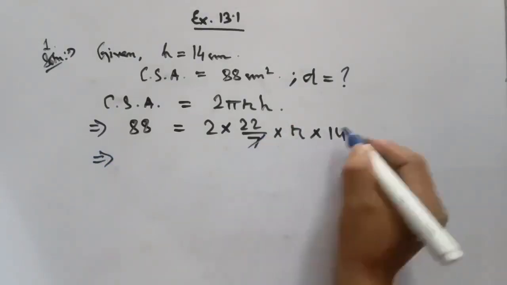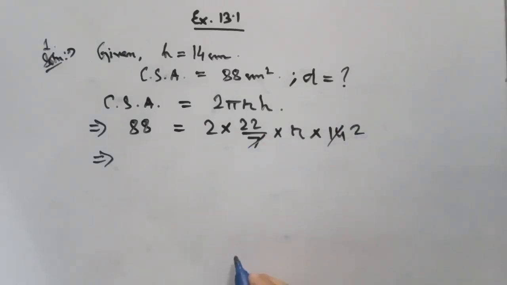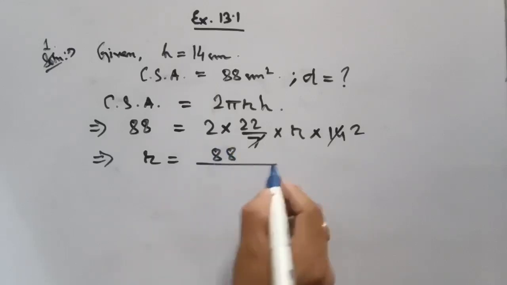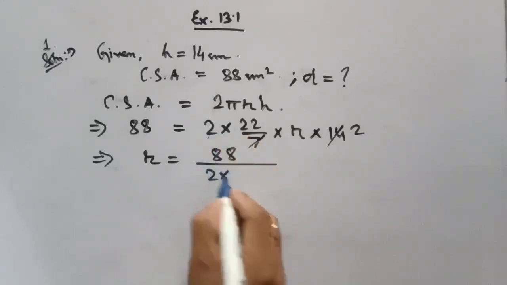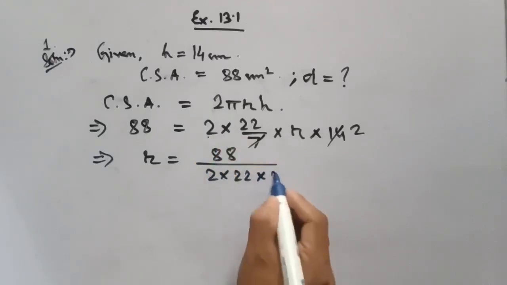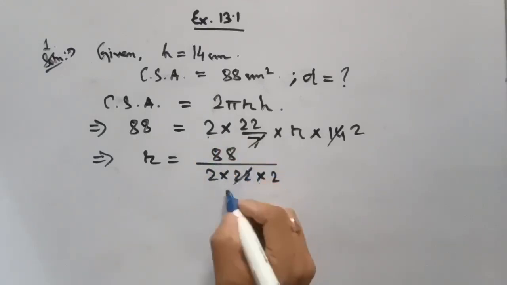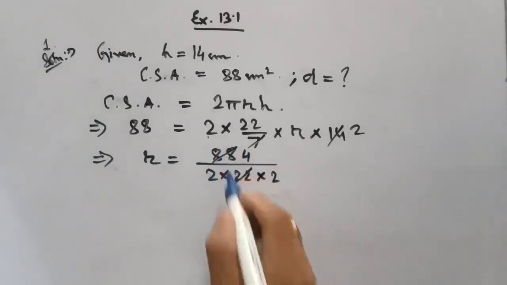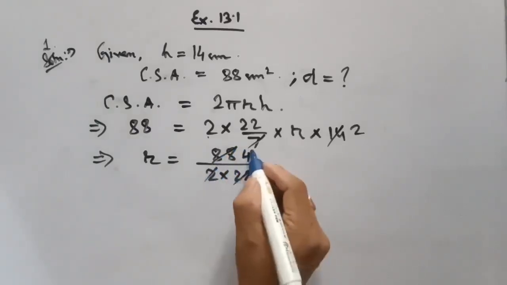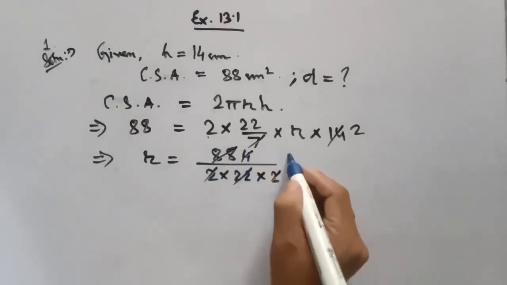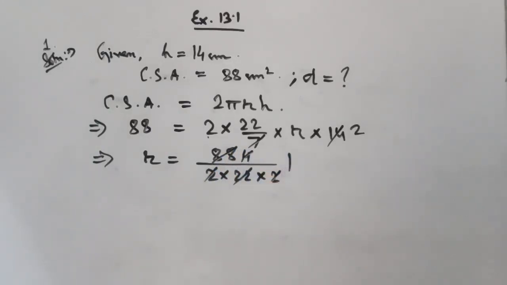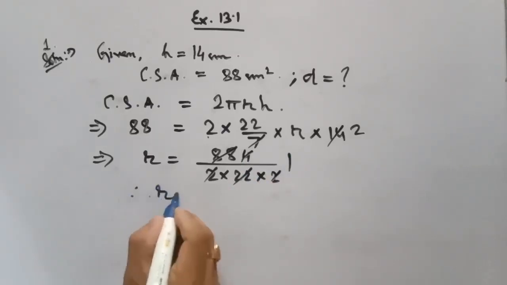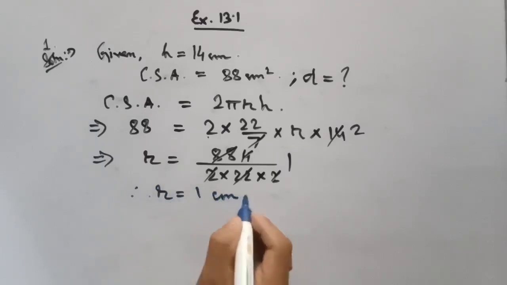This implies, this 7 and this 14, 2 times. So r will be 88 divided by 2 into 22 into 2. So 22 4 times is 88, and this 2 and this 2 will cancel each other, and this will remain as 1. So the value of r is 1. Therefore r equals 1 centimeter.